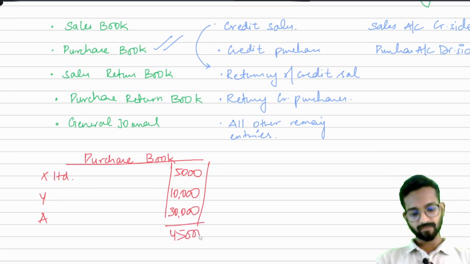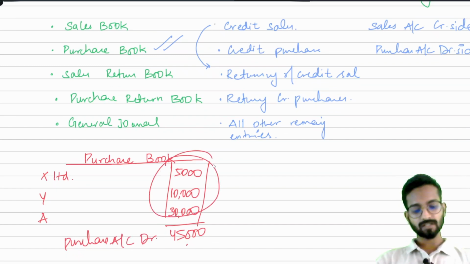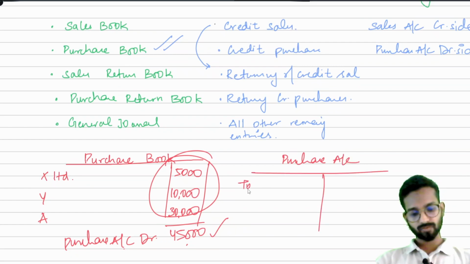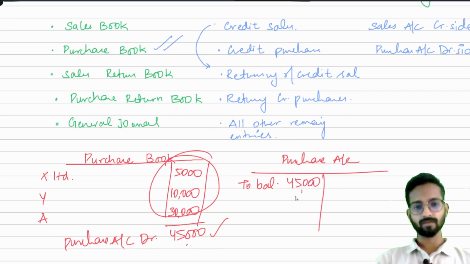Total is 45,000. Now this 45,000 will be transferred to the purchase account, debit side. Okay, we will do the total of this 45,000. So purchase account debited 45,000. When you are making the purchase account, you will write here 'to balance' 45,000. Simple enough.